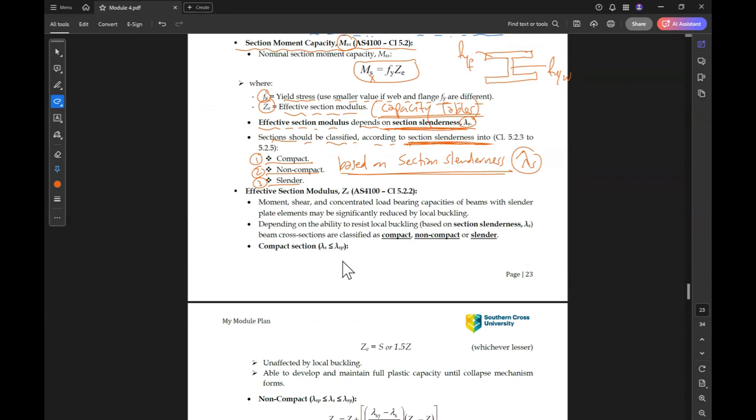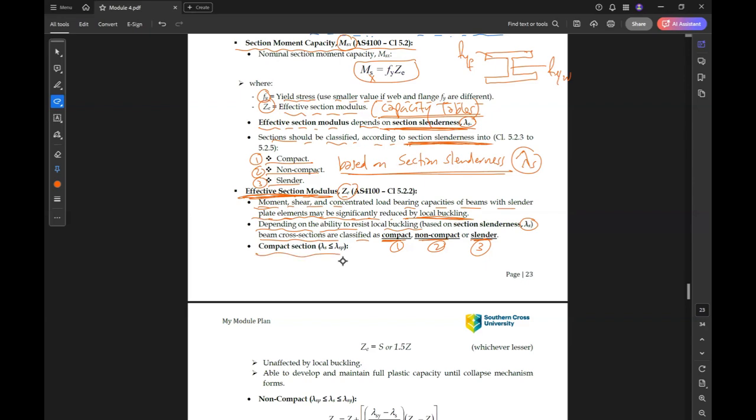So the effective section modulus Z e, the moment, shear and bearing capacity of a beam with slender plates may be significantly reduced by local buckling. The effective section modulus means that we need to reduce the capacity of the members due to local buckling. Depending on the ability to resist local buckling based on lambda s, the section can be classified into the three types we talked about.